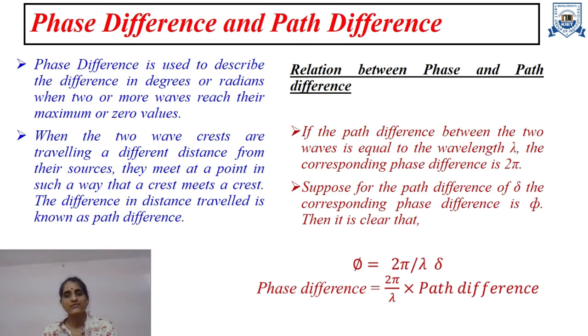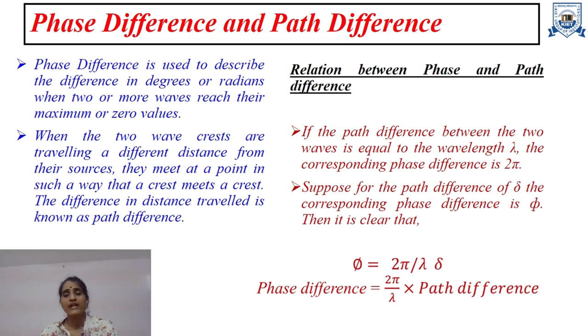The relation between phase and path difference is phi equals 2 pi by lambda into delta, where delta is the path difference and phi is the phase difference. Using the same equation, we can also define the path difference: path difference equals lambda upon 2 pi into the phase difference.